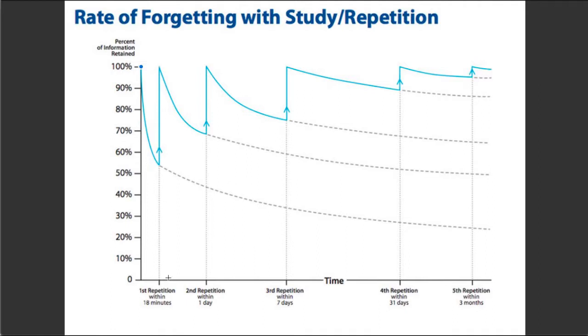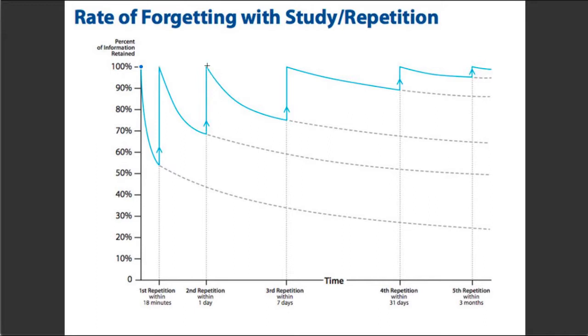But what happens if within 18 minutes, I do some review like Khan Academy? Then I jump back up here to this line. So if I do notes and then Khan Academy, then I stay on this line. And within one day, I've remembered 70%. Within 7 days, I've remembered 60%. So that's reviewing twice. I'm on this curve.